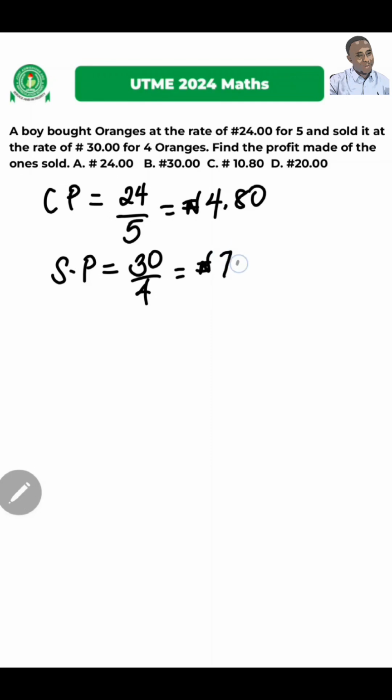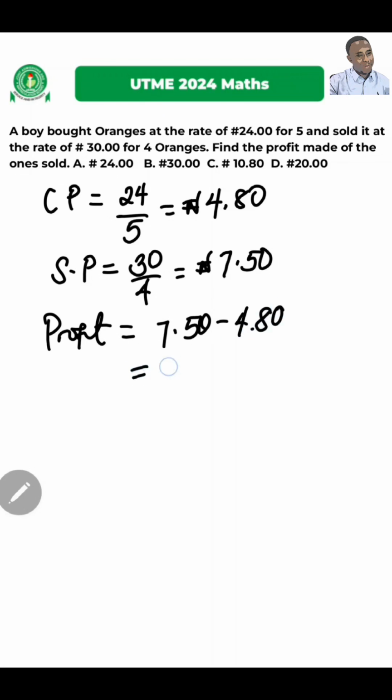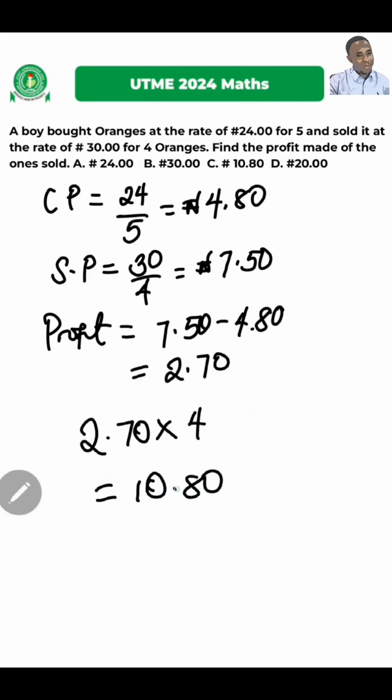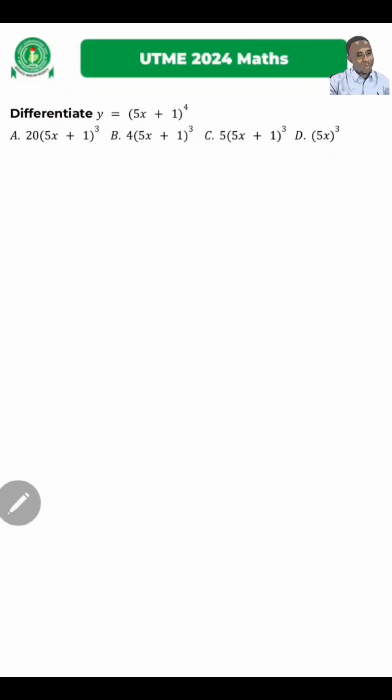Nice profit. Okay. So the profit for one orange is going to be 7.50 minus 4.80, or 4 naira 80 kobo, and that is 2 naira 70 kobo. Now the question says find the profit made on the ones sold. So that will be 2 naira 70 kobo multiplied by the number sold, which is 4, and the answer to that question is 10 naira 80 kobo. That is option C.